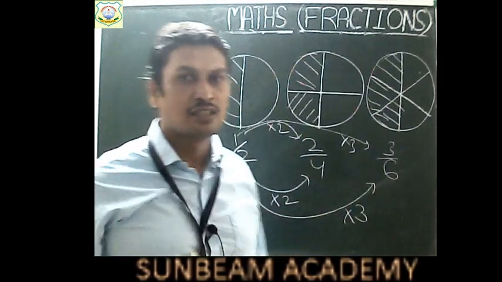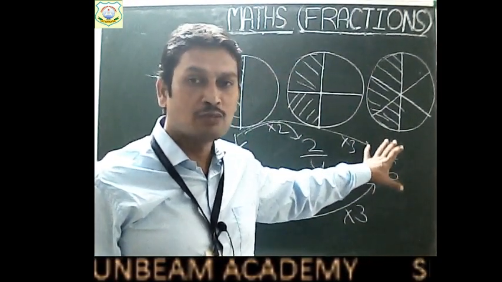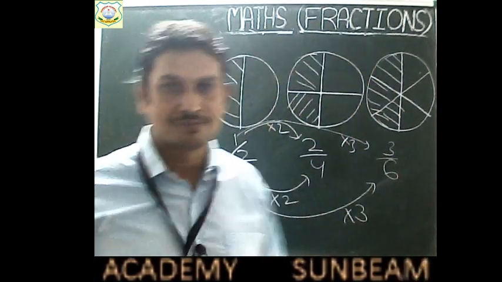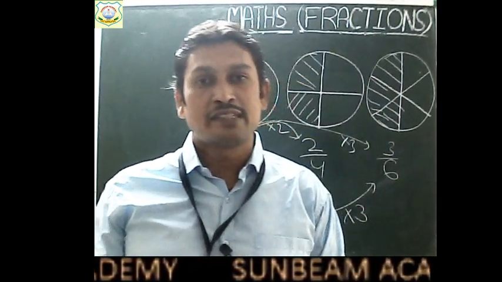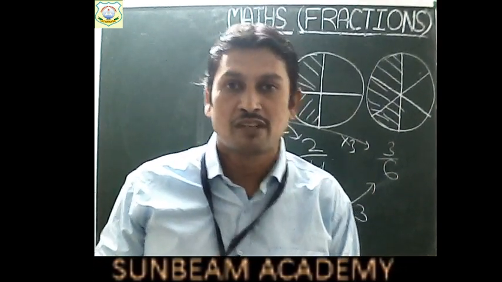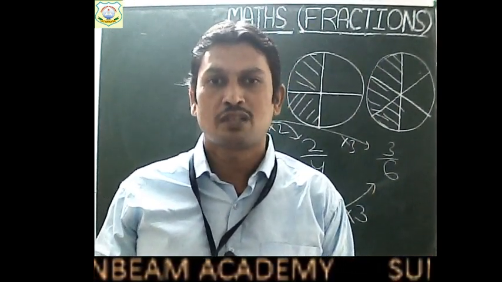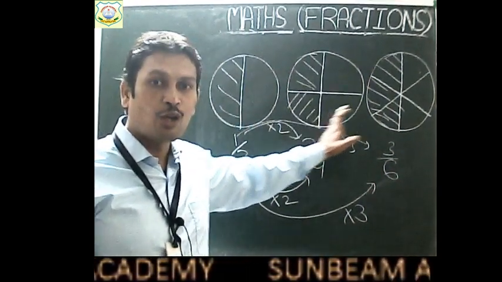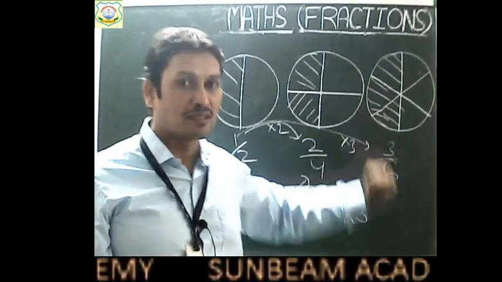So children, you can see now what part you have got on the third day. You will get 3 out of 6 partitions, right? Now children, if I ask you on which day you have got the largest part of the watermelon, what will be your answer, children? On the first day, on the second day, or on the third day when you have got 3 parts?